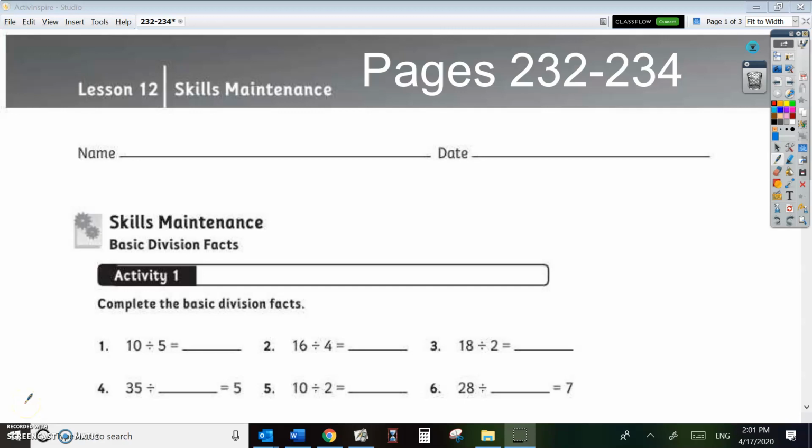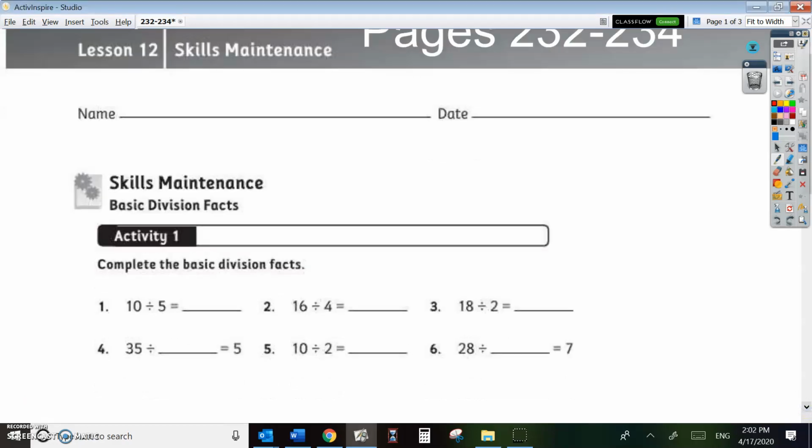Hello there. This is a recording of pages 232 through 234. Let's start with this page here. Complete the basic division facts.